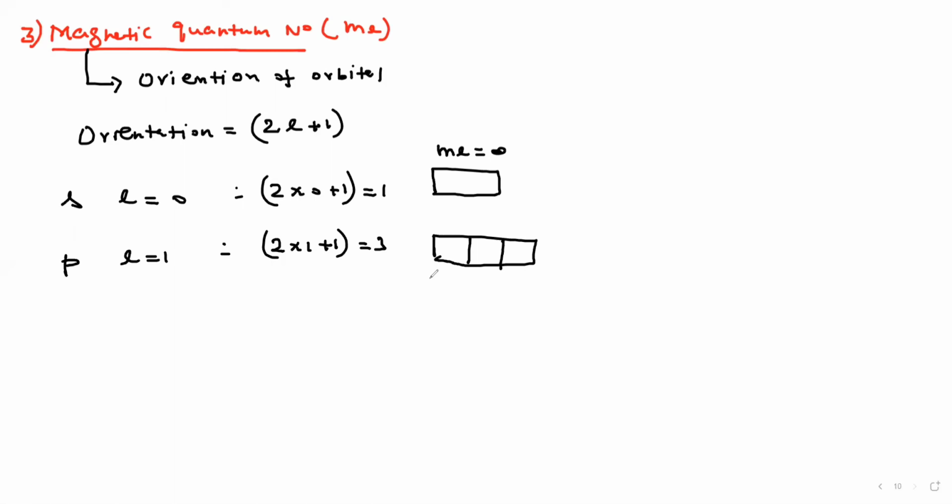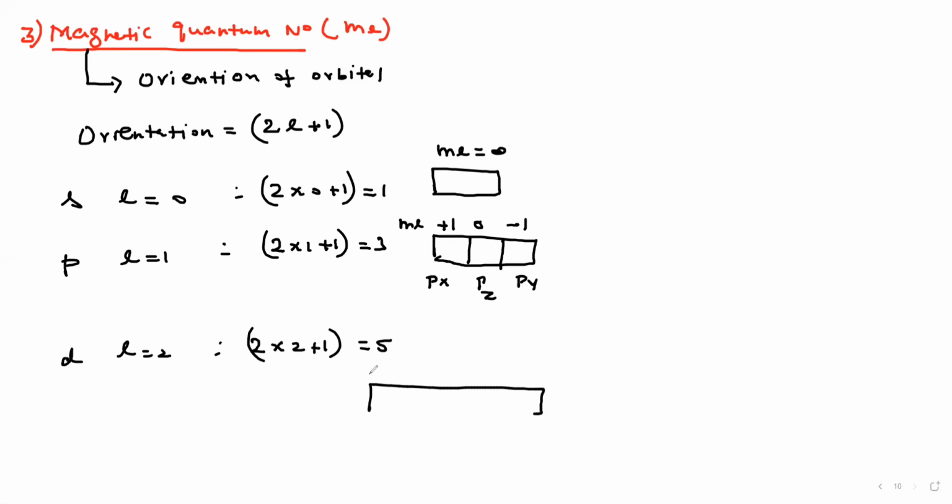Now you know very well, this is Px, this is Py, and this is Pz. The ML values are very important: plus 1, 0, and minus 1. For the d orbital, what is the L value? It is 2. What is the orientation? 2 into 2 plus 1, the value is 5. 5 orientations, so put 5 boxes. The ML values are plus 2, plus 1, 0, minus 1, and minus 2.